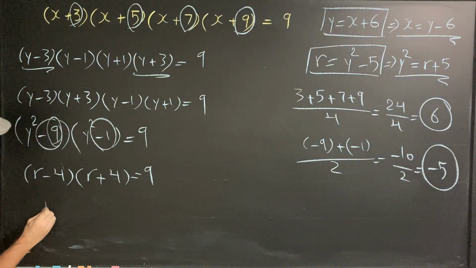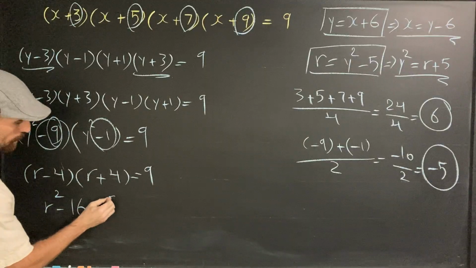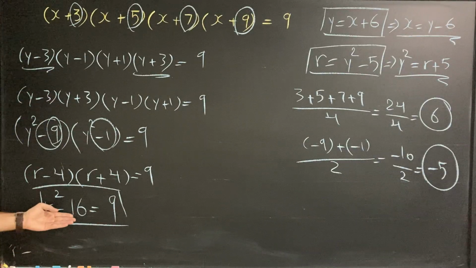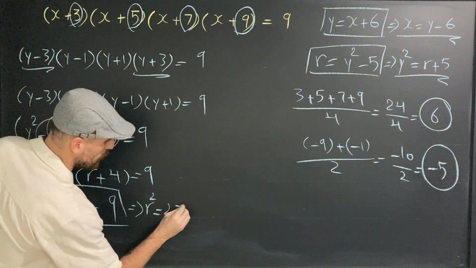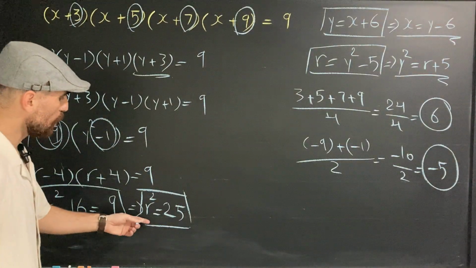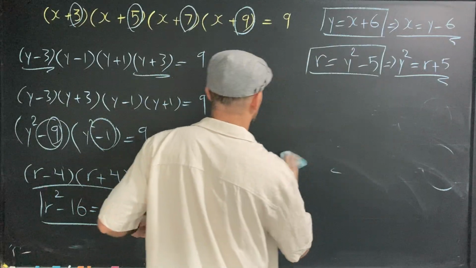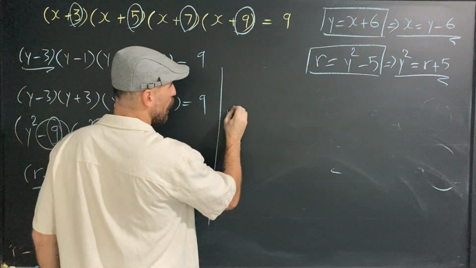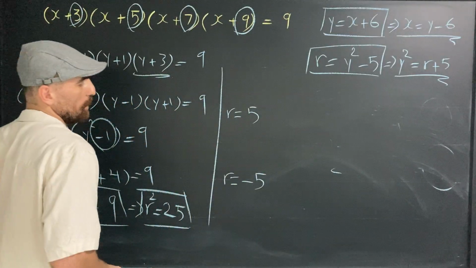What is this? This is exactly r squared minus 16, our left side, right side 9. How can we solve this? R squared equals 9 plus 16, or r squared is 25. So I'm going to continue the solution by working on this. R squared equals 25. From here, r can be 5 or r can be negative 5.